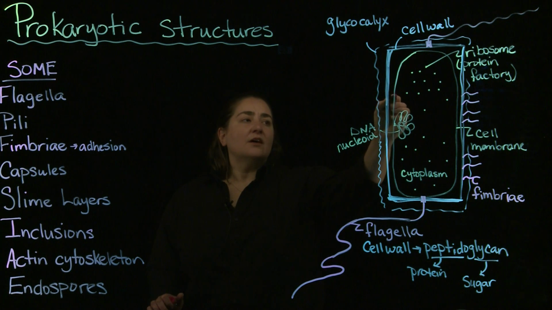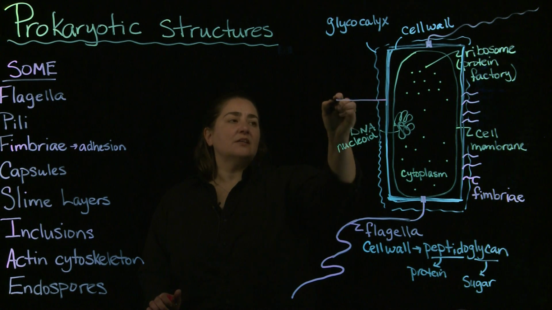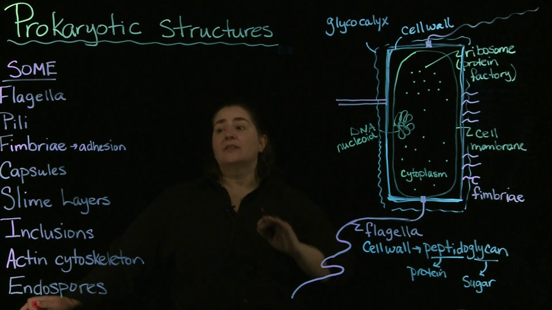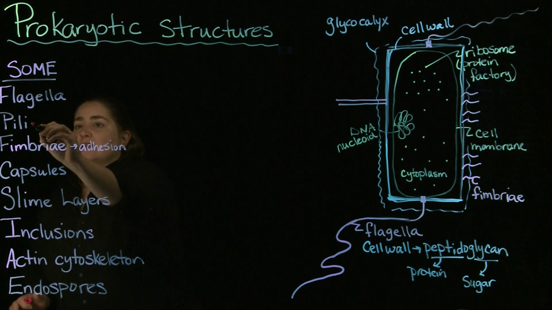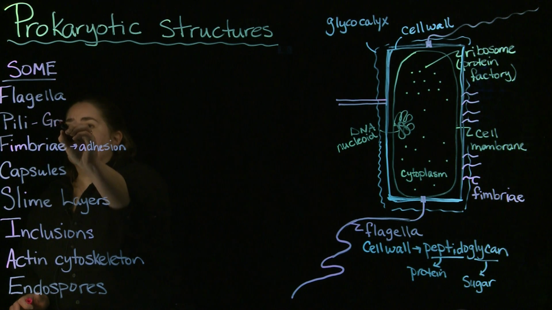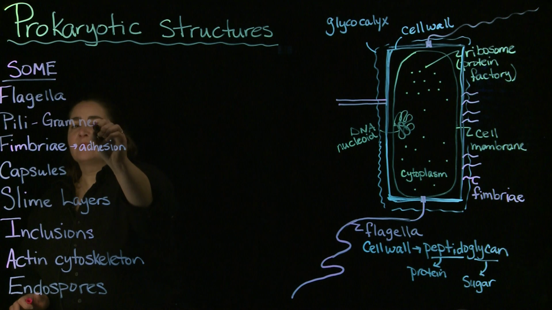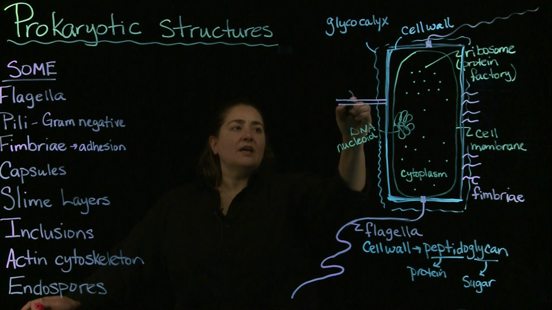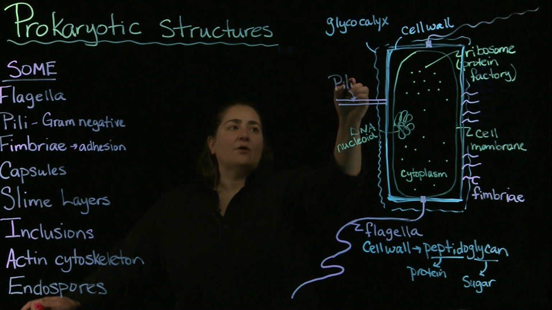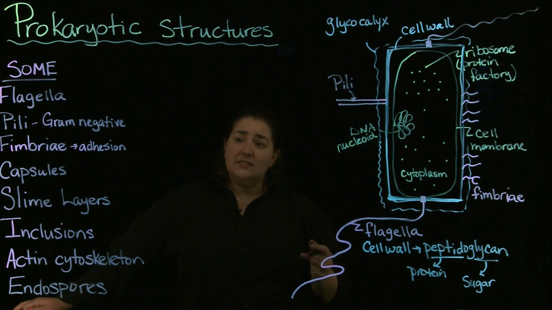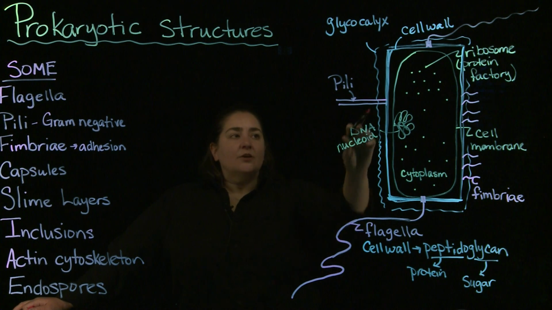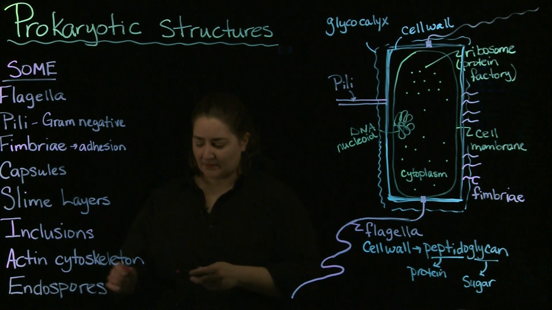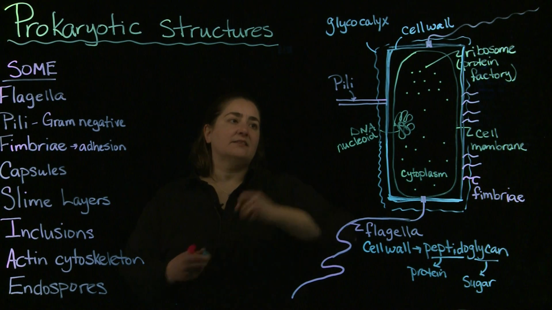All right? The other structure that can be associated with some bacteria and not all, primarily this structure is going to be associated with gram-negative bacteria. And that's going to be the pili. And we'll talk a little bit more in detail about what the pili does specifically a little bit later. But what the pili is, essentially, you can think about it as a bridge that helps connect.